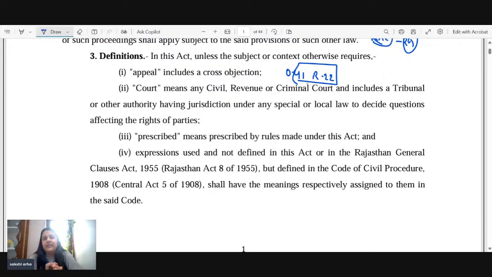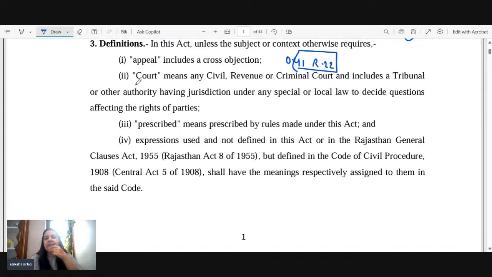Okay, you can just write it next to here. The concept of cross objection is given in Order 41, Rule 22 of CPC. What is cross objection? Cross objection क्या होता है? Okay, is there anyone who can tell me the meaning of cross objection? Anyone? No one. All right. See, what is cross objection? I'll tell you.